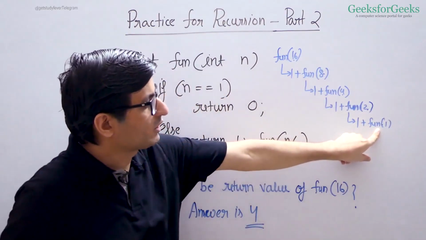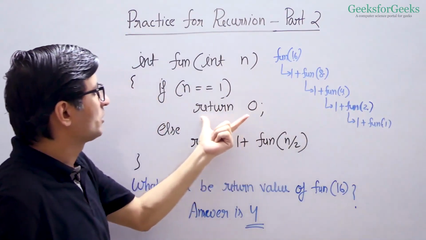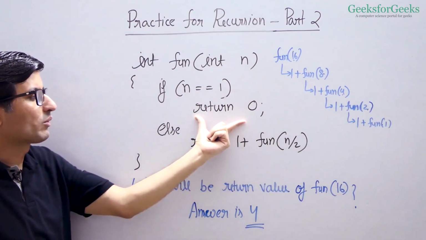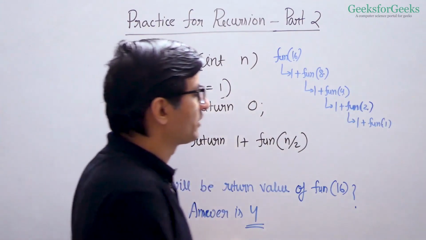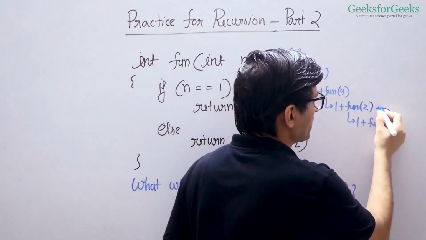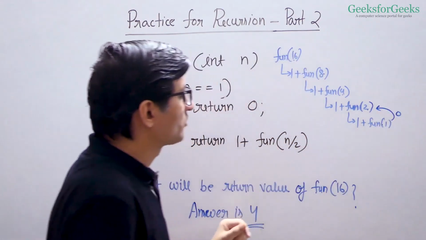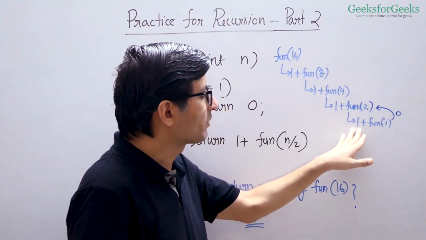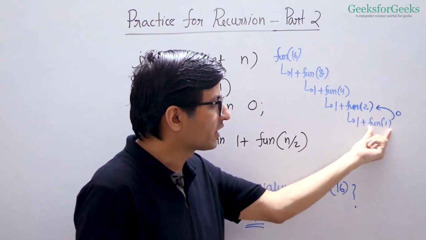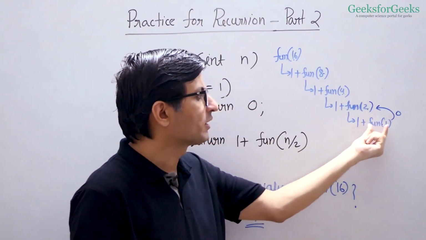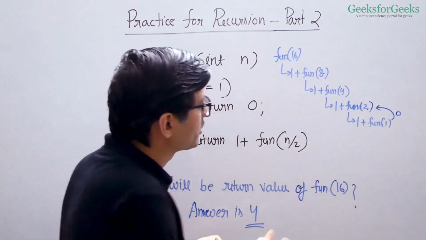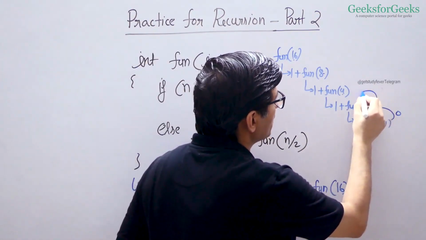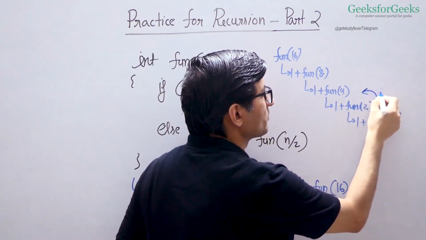And now this call goes into the base case, right? And it returns 0 to its parent. So its parent gets the value 0. Now what is the parent going to do? The parent is going to do 1 plus fun 1, and it has returned value 0. So it's going to return 1 plus 0, right? So this fun 2 is going to return 1 plus 0, which is 1, to its parent.